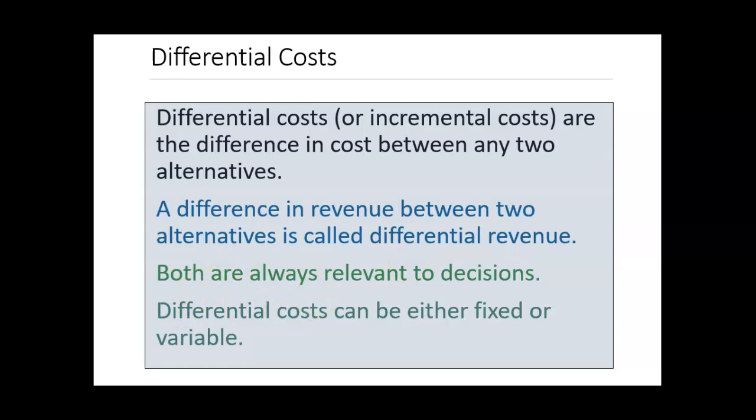So we'll look at again, if I choose option A over option B, is there a difference in revenue involved in that decision? Or if I choose option A over option B, is there a difference in cost pertaining to those two decisions? So we'll look more at the costs here in Chapter 1. The differential cost can either be a fixed cost or it could be a variable cost.